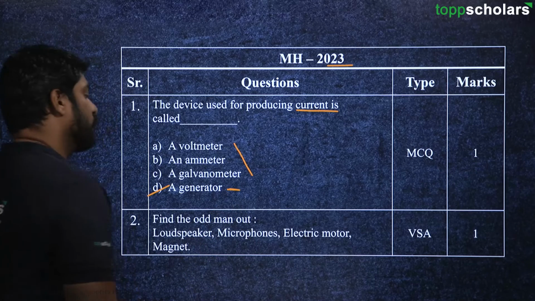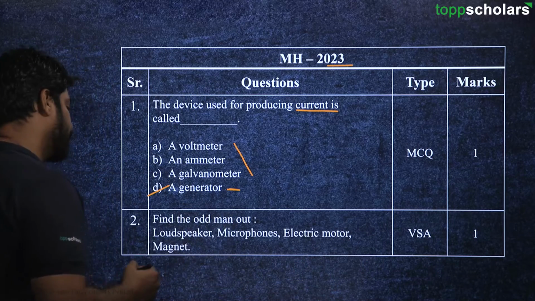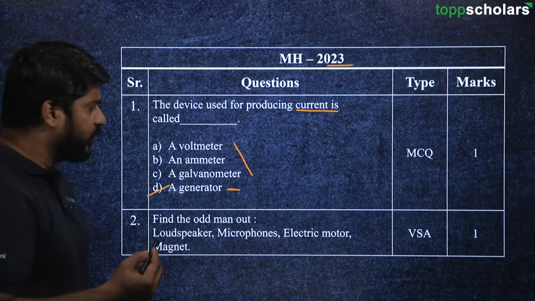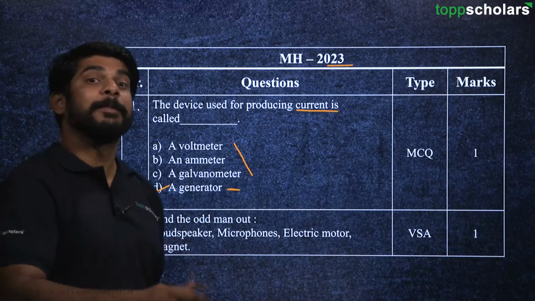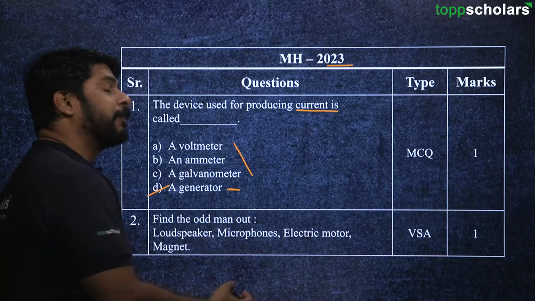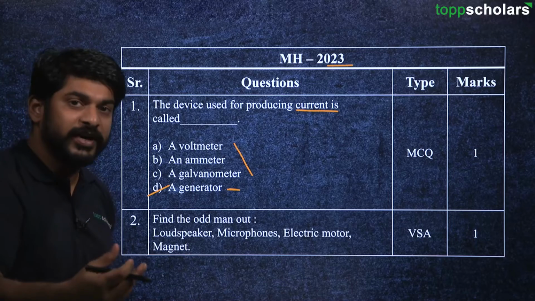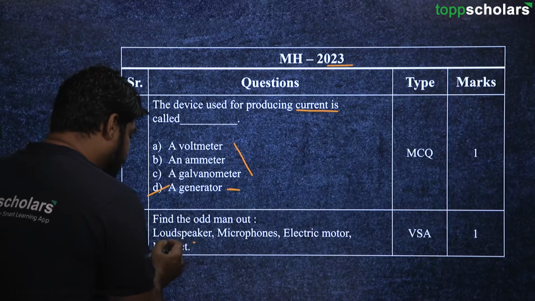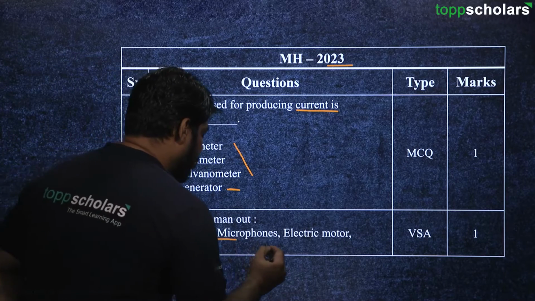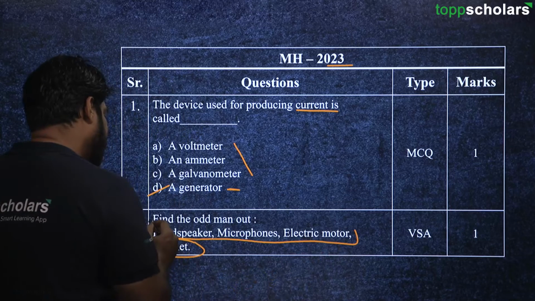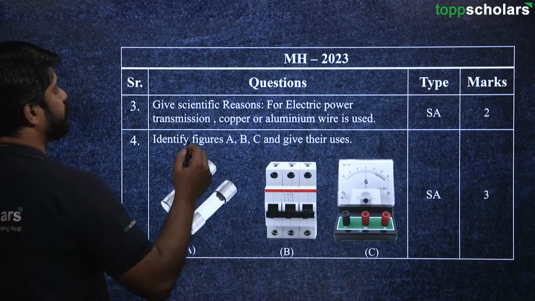Find the odd man out. So here we have got loudspeaker, microphones, electric motor, and the last one is magnet. So definitely loudspeaker, microphones and electric motor, all of these are applications, isn't it? They are the applications of electromagnetic induction, or we can say applications of the magnetic effect of electric current, isn't it? But here is the magnet, okay, which is definitely the odd man out. These are actually the applications of magnet, but this is the odd man out, magnet. Moving on to the next question.